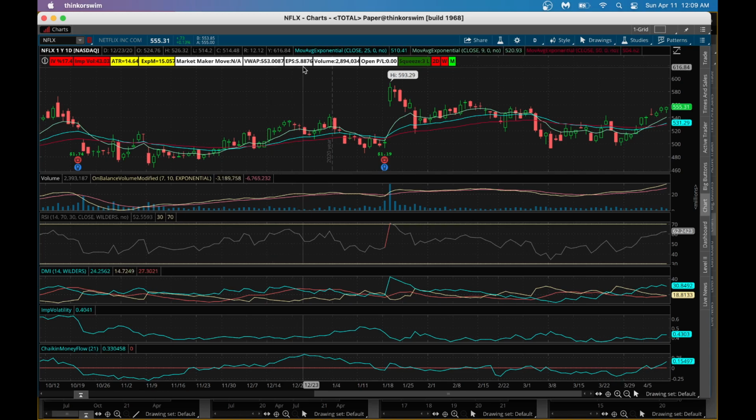It talks about earnings per share. Is the company earning any money or not? What's the volume today? And it talks about squeeze. Is there any squeeze for the stock? This is based on John Carter's trade the market indicator.